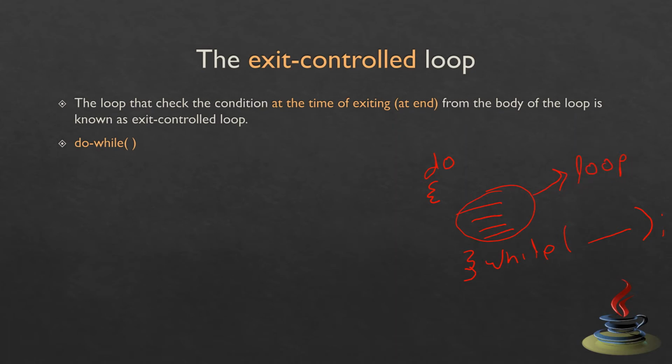This is your loop body part. In a do while loop, first it executes the loop body part, after then it checks the condition. That means our loop body part will execute first, then only the condition is checked. Your condition is checked at the time of exiting the loop. That is why it is an exit control loop.